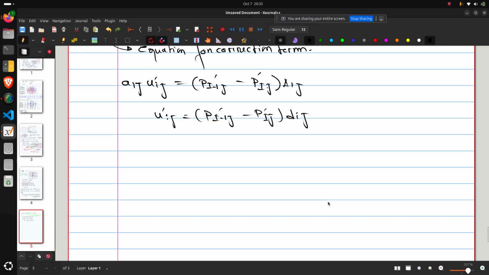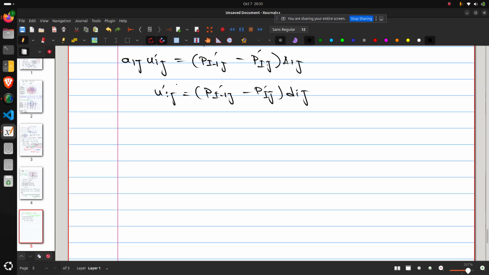Now when we solve this equation for u prime ij, we can then get the value of u_iJ from the guess value, right? Now that we have this value, we can just substitute it in this part and we will get the original value. But do you see the problem here? The problem is we do not have the values of these pressure correction terms, right?